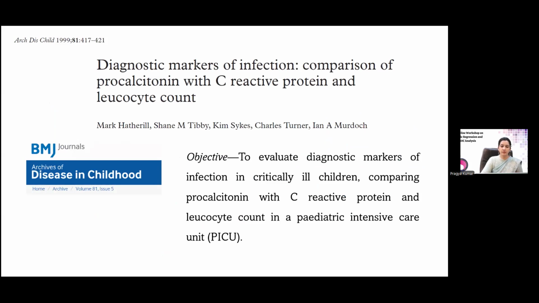There was another work done by Mark Hatherill, who looked at diagnostic markers of infection and compared procalcitonin with C-reactive protein and leukocyte count. The objective of his study was to evaluate diagnostic markers of infection in critically ill children, comparing procalcitonin with C-reactive protein and leukocyte count in a pediatric ICU.